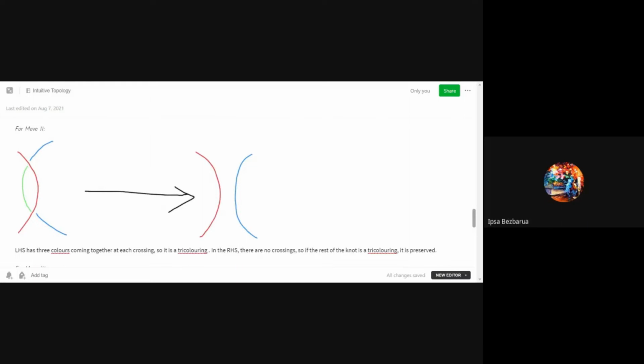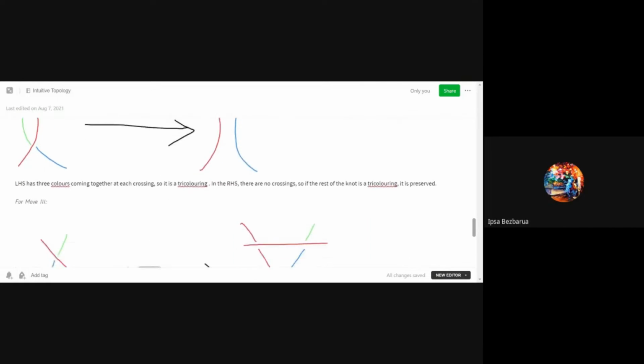I should mention one thing. Tricoloring is something that I choose. If I want to do a tricoloring of a knot, it's something I will do at each stage. What I'm doing here is just trying to show that even if I perform these Reidemeister moves, I can still color my knot in a way that tricolorability is preserved. Not the coloring itself, but the property of tricolorability. So this is move 2.